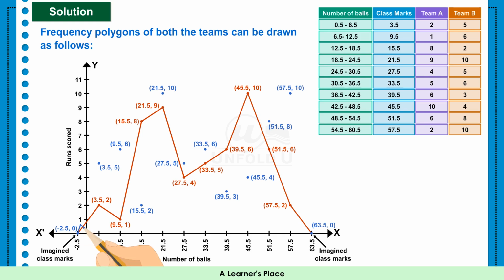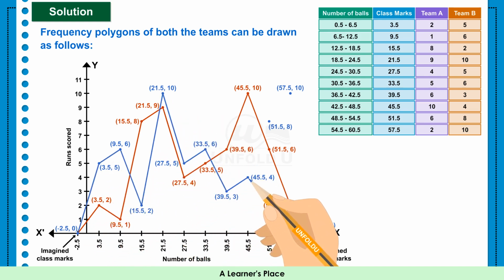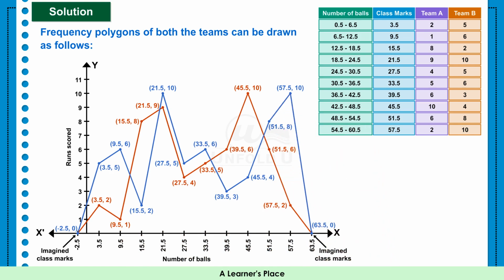Join all these points with a freehand curve to get the frequency polygon of Team B. Hence, the red curve represents the frequency polygon of runs scored by Team A, and the blue curve represents the frequency polygon of runs scored by Team B.